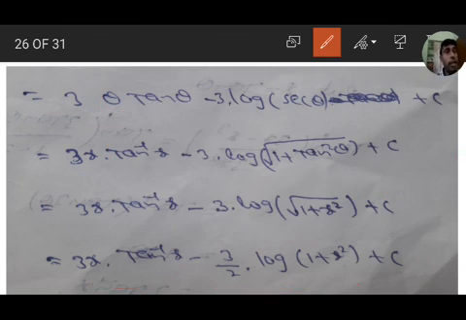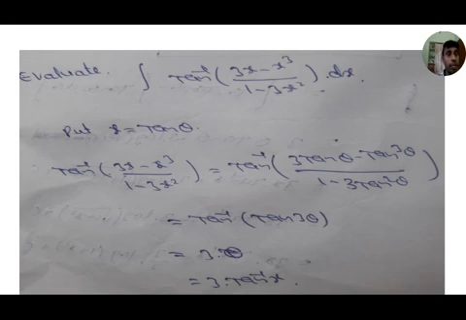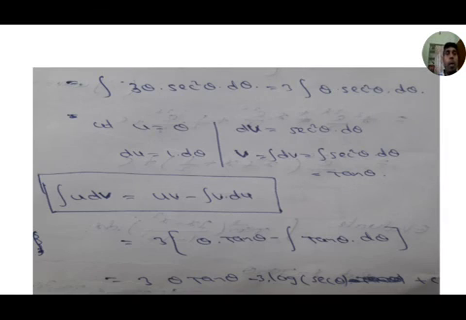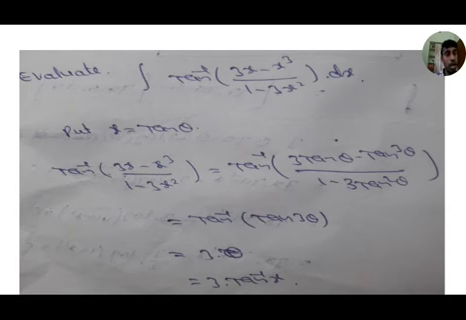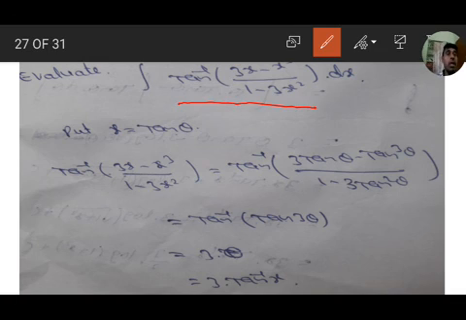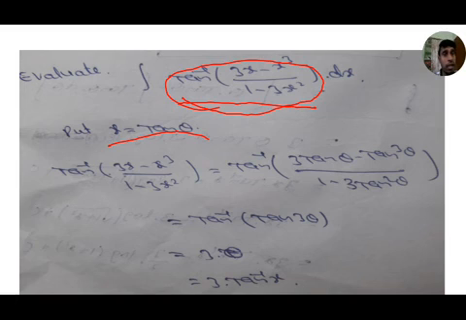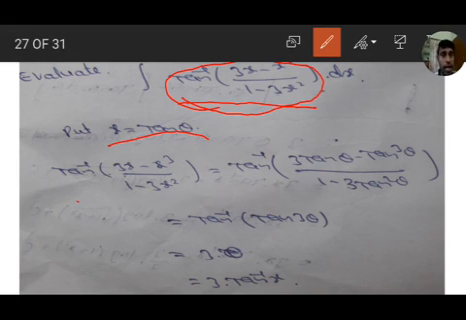Okay. This problem can be done in another way, a direct method, without differentiating. Directly we convert it into x. So, evaluate the integral of tan inverse of (3x minus x cube) by (1 minus 3x square). Put x equal to tan theta. I am taking only this integrand, tan inverse. So simplify it: tan inverse of (3x minus x cube) by (1 minus 3x square).